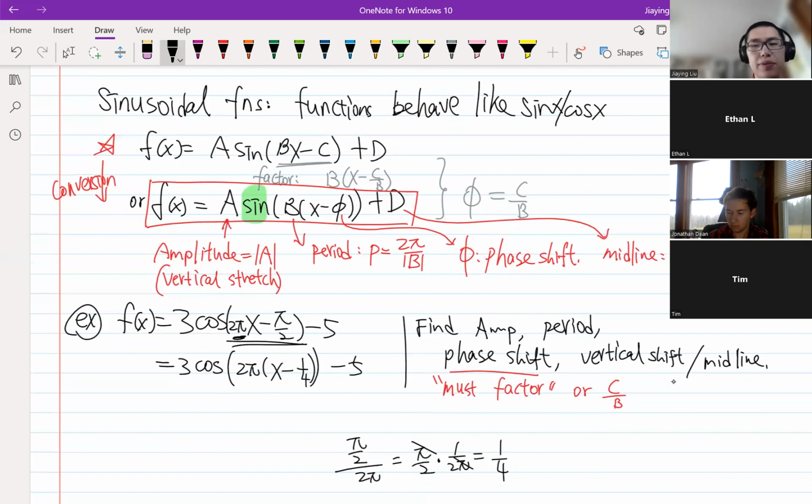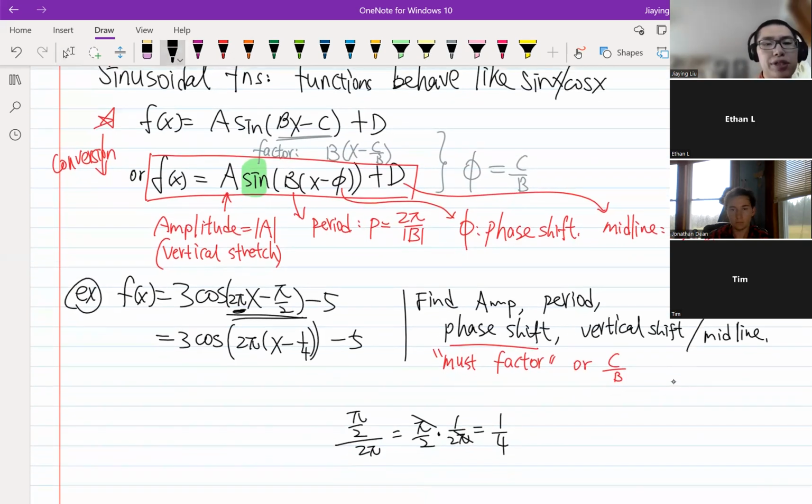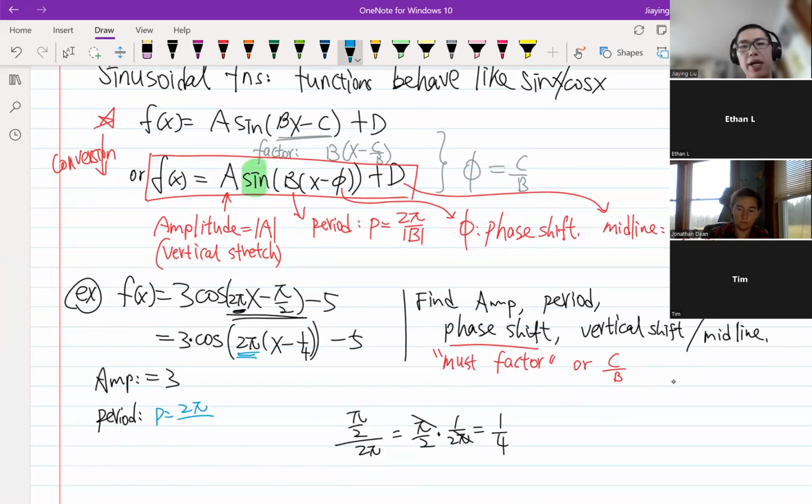And from here, we can say the amplitude is the number that we multiply cosine with in front. So amplitude A is just going to be 3. And the period is given by the number inside the parentheses, inside the cosine or sine function, 2 pi. So the period is going to be P equals 2 pi divided by whatever this number happens to be, 2 pi in this case. So 2 pi divided by 2 pi, which is 1. So that's the period.